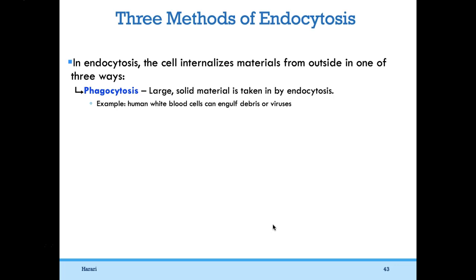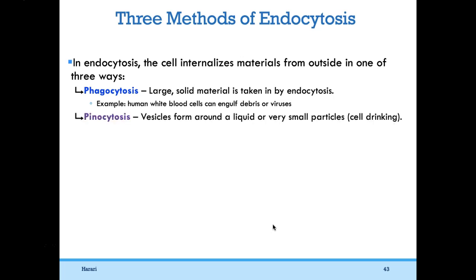The first is called phagocytosis. Phagocytosis is when large solid material is taken in by endocytosis. So your macrophages, right, phage like phagocytosis, are types of white blood cells that can literally engulf viruses and gobble them up and internalize them. So phagocytosis is like cell eating. You're engulfing large particles.